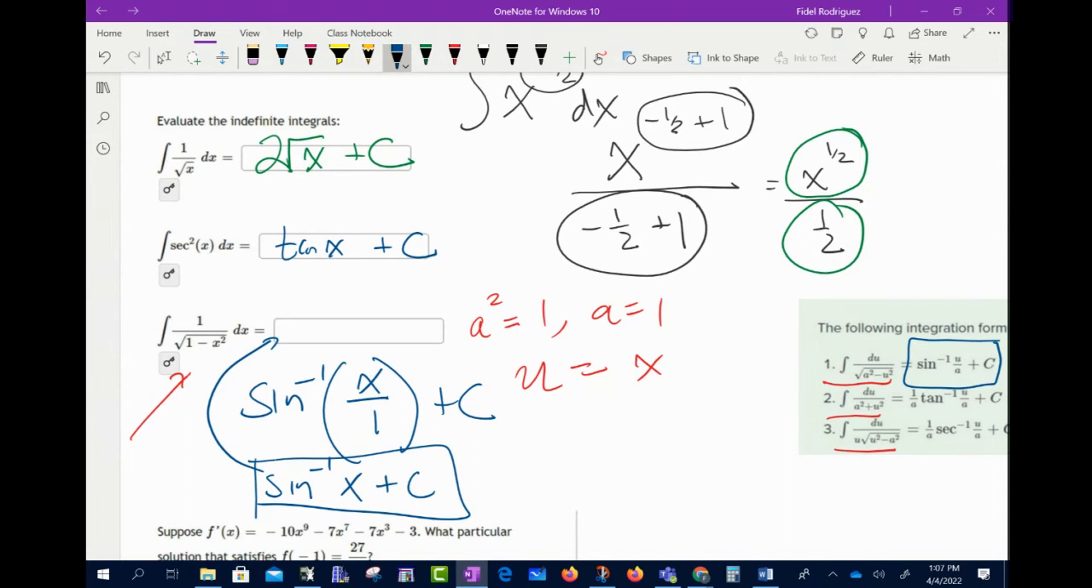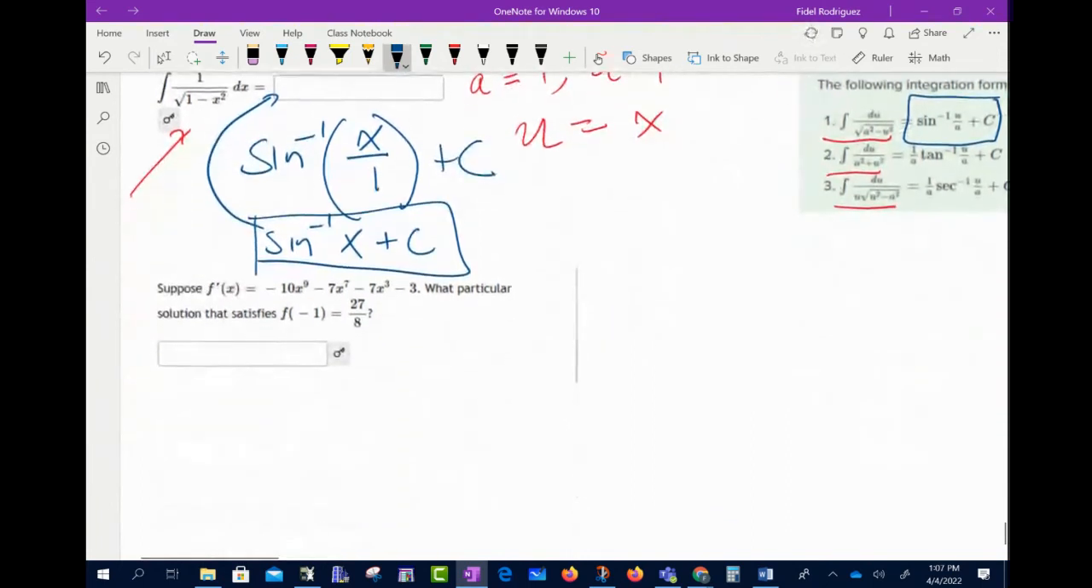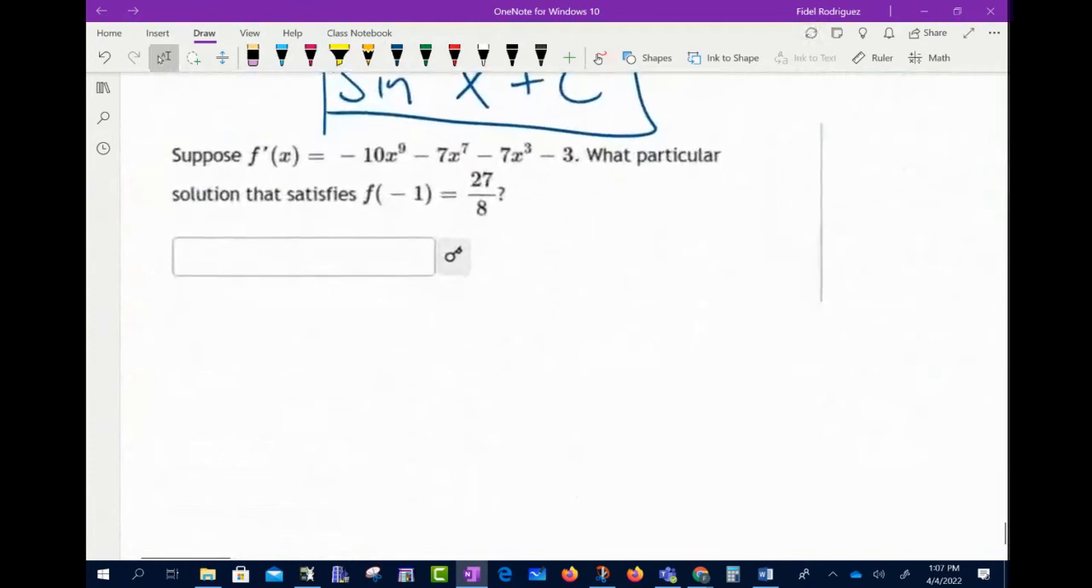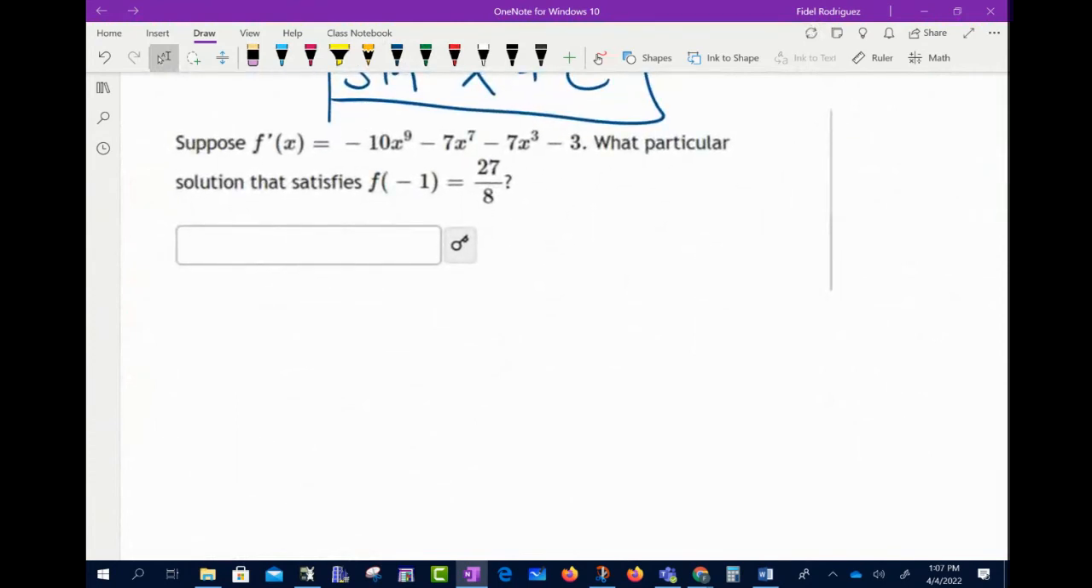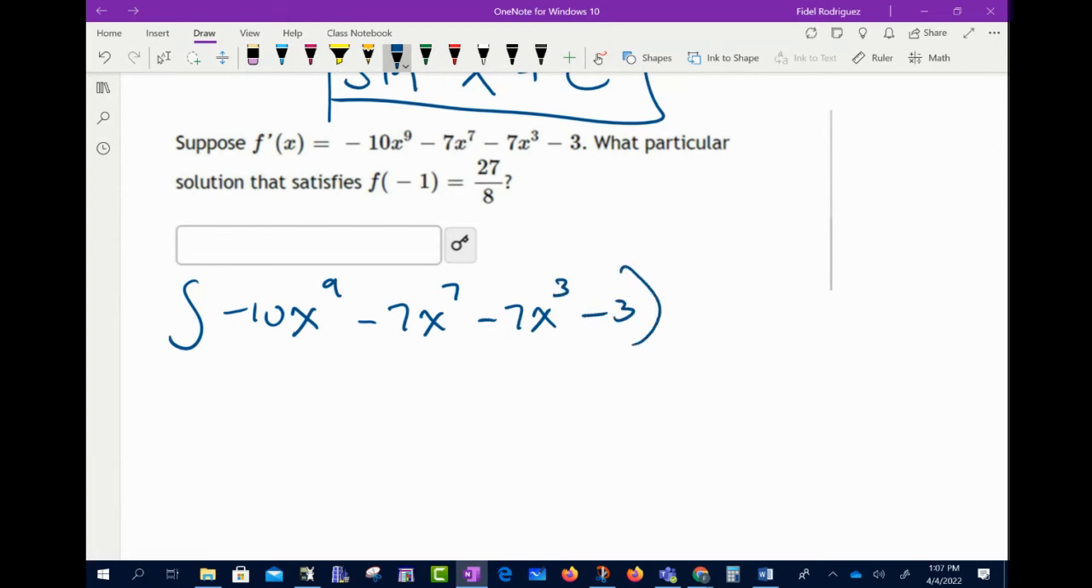Okay. So let's take a look. We got a few more to go here. Let's take a look at this one here, y'all. It says, suppose f prime of x equals negative 10x to the 9th minus 7x to the 7th minus 7x to the 3rd minus 3. And then it says, what particular solution satisfies f of negative 1 equals 27 over 8? I don't know, but what we're going to do is this, y'all. We are going to take the integral of negative 10x to the 9th minus 7x to the 7th minus 7x to the 3rd minus 3.